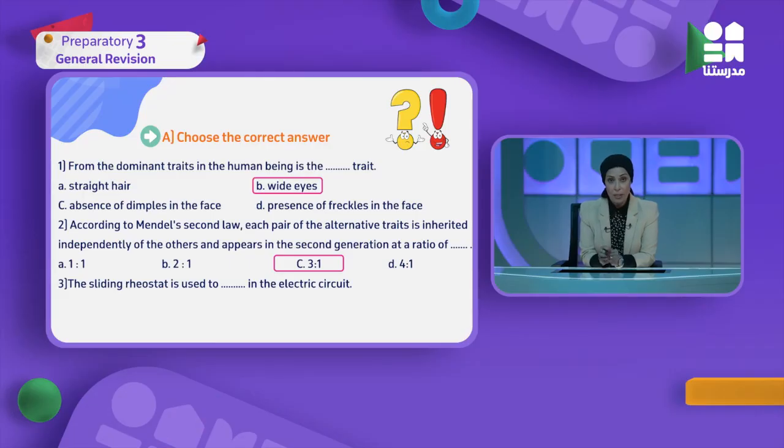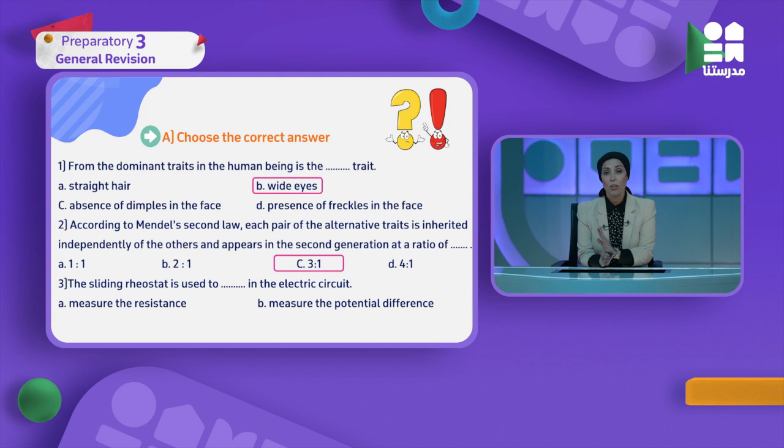The sliding rheostat, and I know the sliding rheostat has another name, which is the variable resistance. Used to what in the electric circuit? استعملوا إيه? Let's see the choices. To measure the resistance? Never, ever, never choose this choice. To measure the potential difference? No. هو never يستخدم لmeasurement. يبقى كلمة measurement never choose it. يبقى مفيش measurement. طيب. Measure the current intensity? No. So I have only one choice, which is change the resistance.